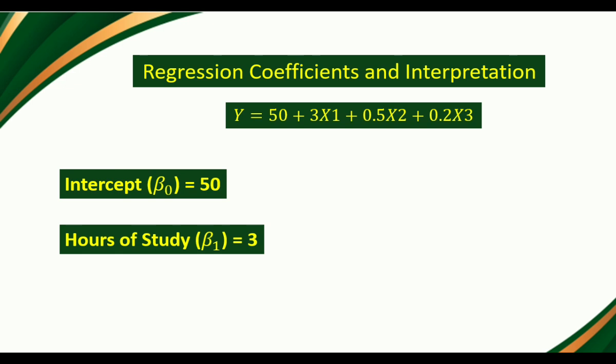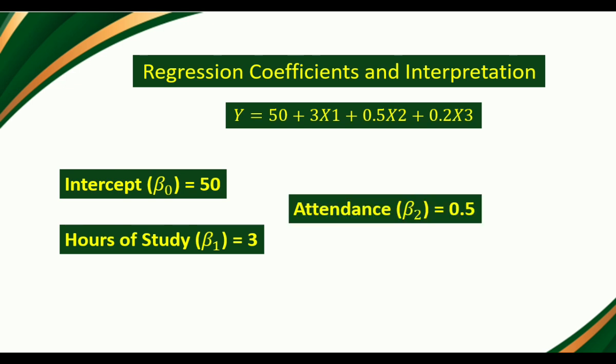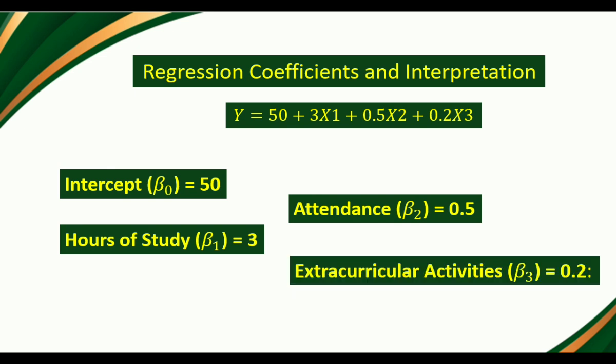Beta sub 1, hours of study, is equal to 3. So for each additional hour of study, the exam score is expected to increase by 3 points. Beta sub 2 is equal to 0.5, meaning for each 1% increase in attendance, the exam score is expected to increase by 0.5 points. And for our beta sub 3, it is equal to 0.2, meaning for each additional hour spent on extracurricular activities per week, the exam score is expected to increase by 0.2 points.